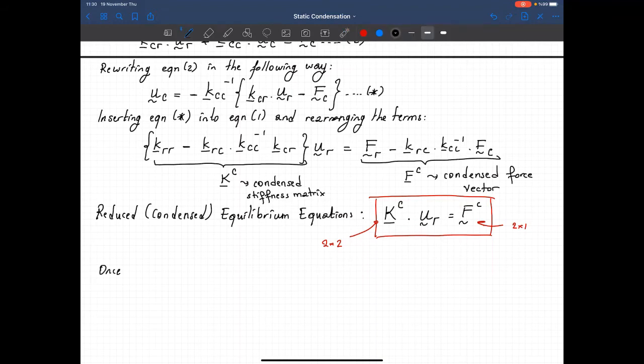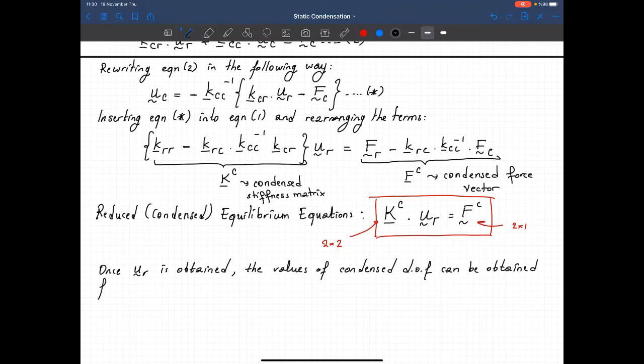Okay, then once you solve that degrees of freedom, so once UR is obtained, the values of condensed degrees of freedom can be obtained from equation star. This process is called recovery. Right? Now let's work on an example problem.